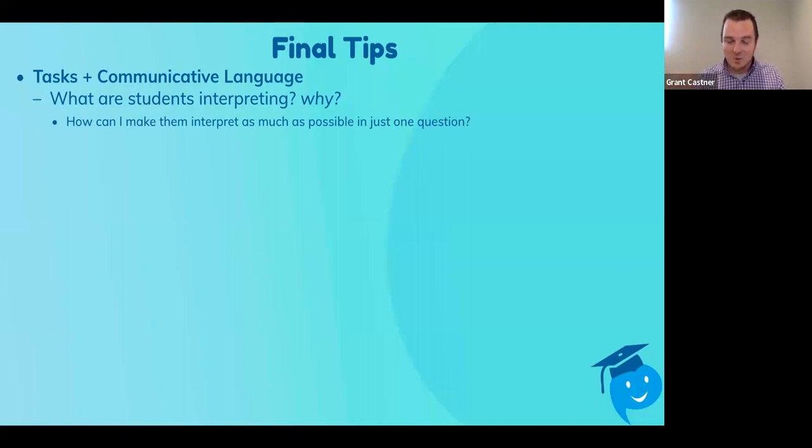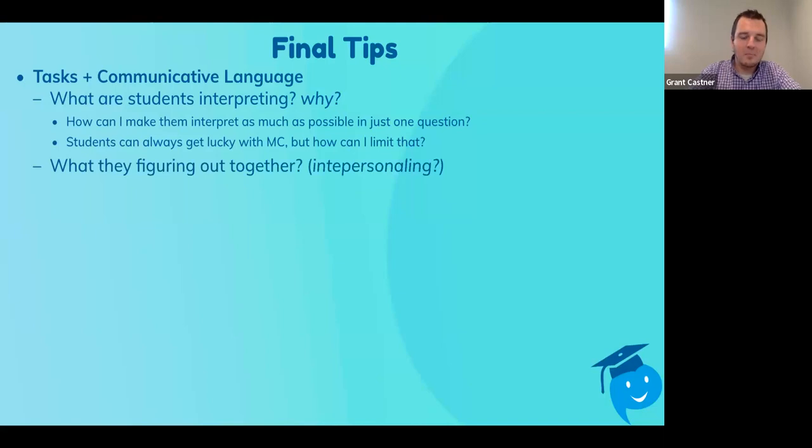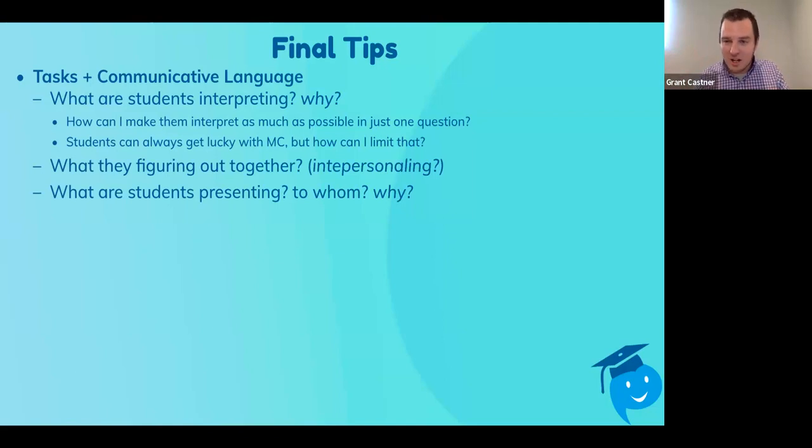But again, high quality multiple choice questions, really pushing your students to interpret as much as possible. And I mentioned earlier, students can always get lucky with multiple choice, but we use multiple choice to save ourselves time. How can I limit that? How can you limit your students from getting lucky on multiple choice and think about making them interpret as much as possible? To continue with interpersonal, interpreting or presenting, what are they figuring out together, right?